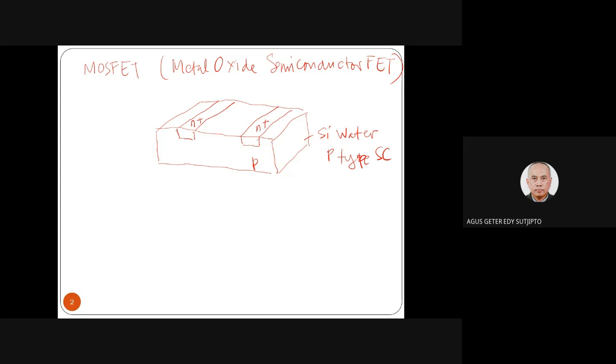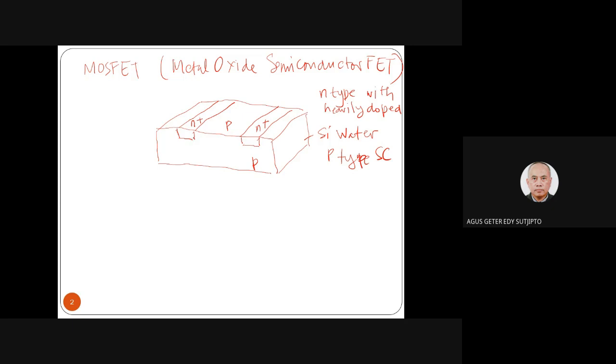So you can imagine now this is a silicon wafer with P type semiconductor, and we dope at a certain part, this part, with rectangular blocks, in two locations here, with the N type, heavily doped. For example, with phosphorus. So we make this heavily doped.